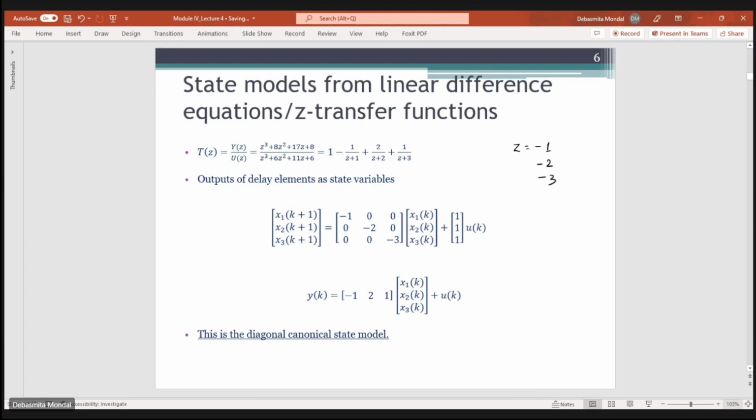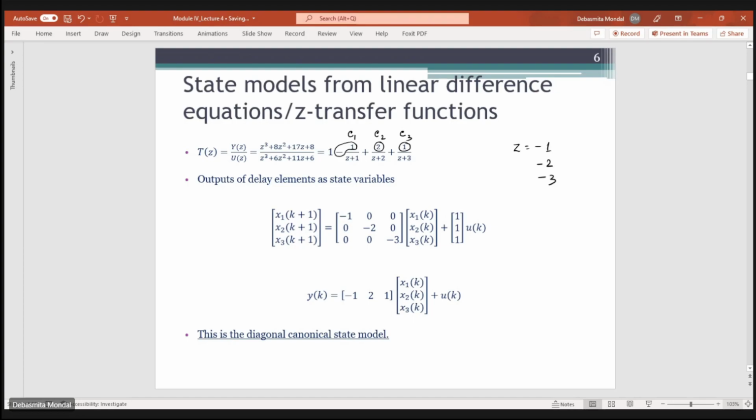And in a similar way, you can write the value of yk, and yk will be given by these, which are basically the residues. So this is minus 1, this is plus 2 and this is plus 1. If this is, let's say, C1, this is C2, this is C3. So C1 is minus 1, C2 is 2 and C3 is 1. These are the residues at z plus 1, z plus 2 and z plus 3 respectively. So these values will come as the elements in the output matrix. Okay, and this will be expressed in this form. So this is basically known as the diagonal canonical form of the state model.